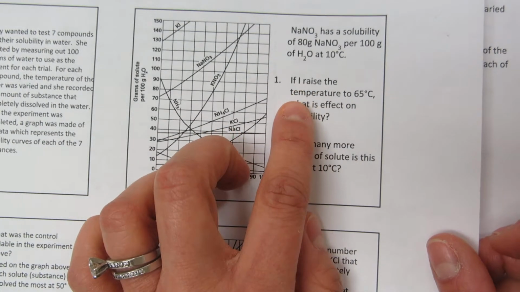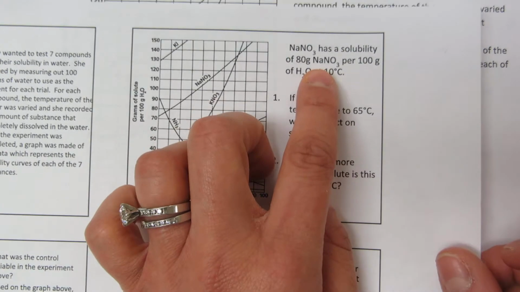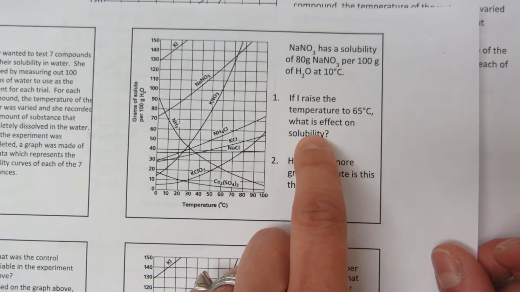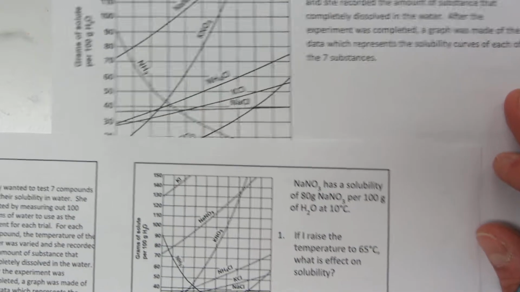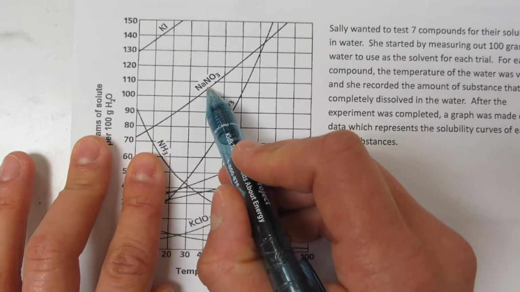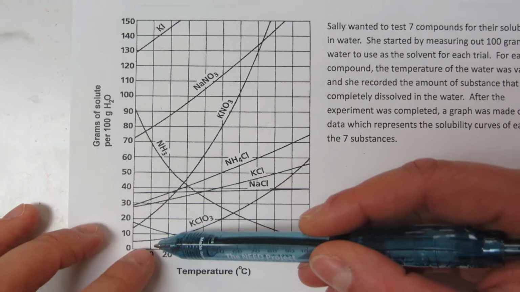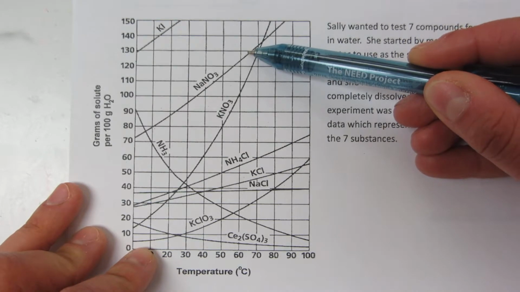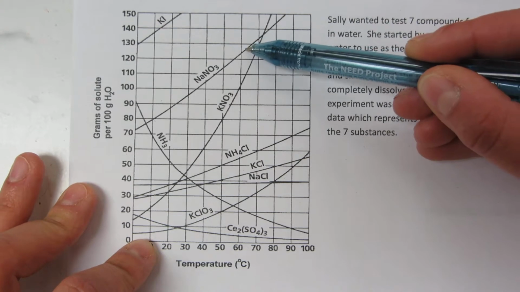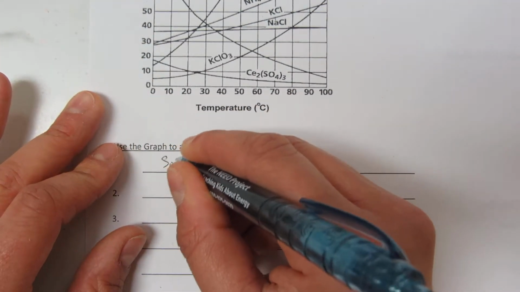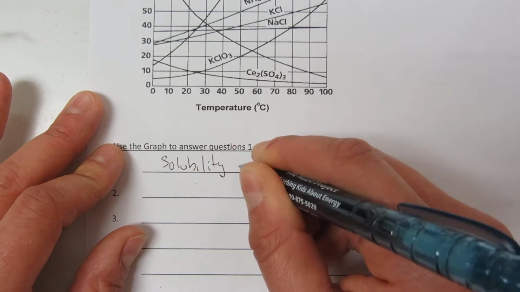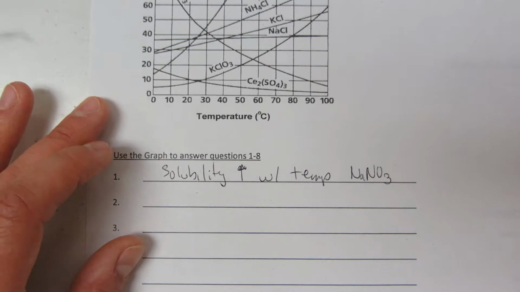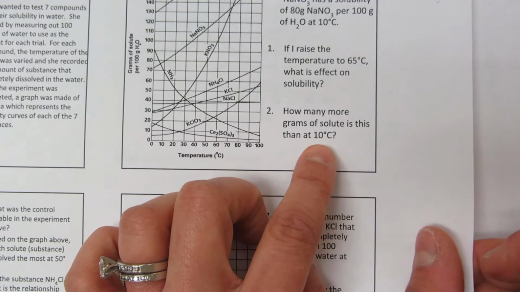So here for number one, sodium nitrate has a solubility of 80 grams per 100 grams at 10 degrees Celsius. If I raise the temperature to 65, what is the effect on solubility? So for sodium nitrate, NaNO3, if I have it at 10 degrees Celsius, it's about here, about 80, and if I bring it to 65, it went up. So how was it affected by temperature? It increases. So solubility increases with temperature for specifically NaNO3.